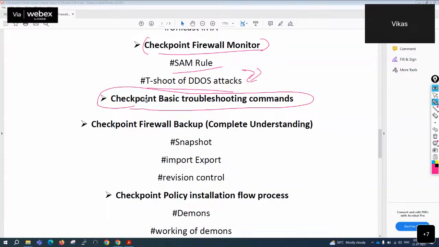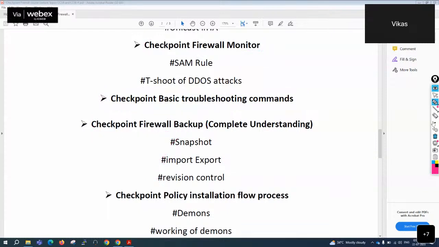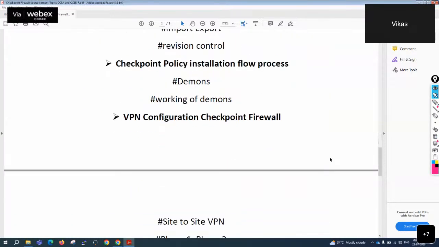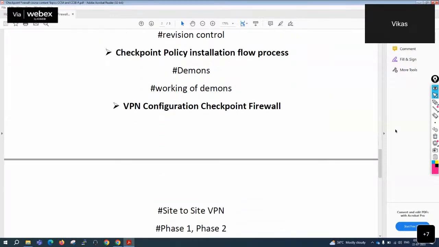Now after that we'll discuss the firewall backup, where I'll be explaining the snapshot backup, import export backup, and the revision control, and what the differences are between these three firewall backup types, and which one you should follow in your particular environment.